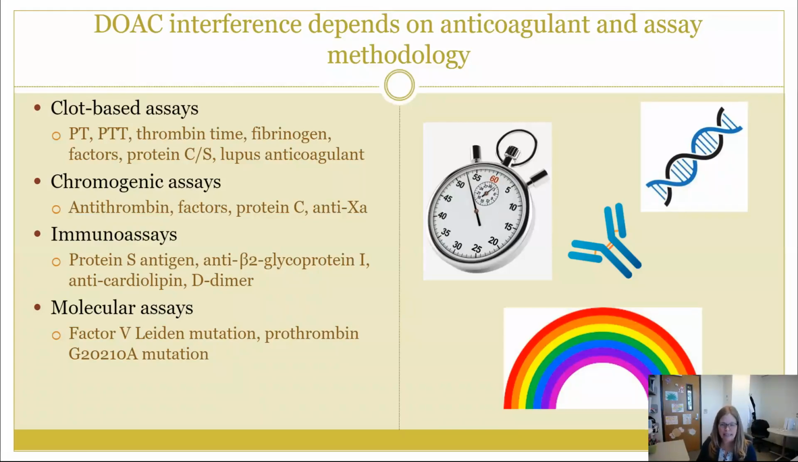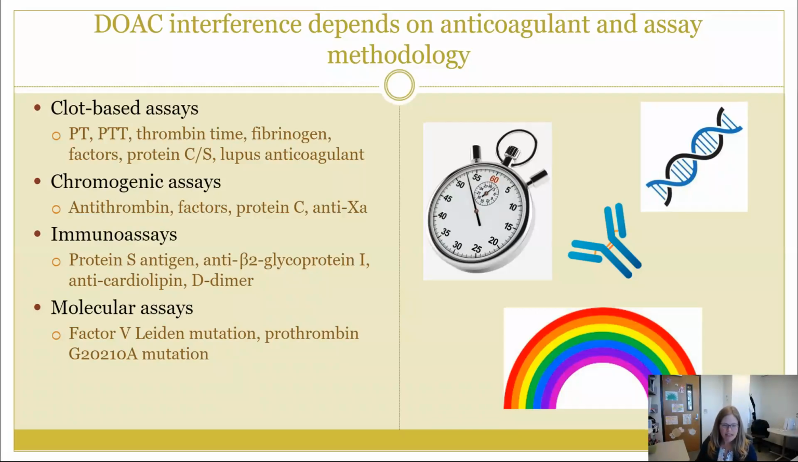So these are where we use antibodies to detect an antigen of interest. And so a very common coag test that uses an immunoassay principle is the D-dimer, for example. We use antibodies to recognize D-dimer. We also use similar methodologies for antigen-based testing, so protein S antigen, either total antigen or free antigen. And then we look for these antibodies, so anti-beta-2 glycoprotein 1 and anti-cardiolipin, via immunoassay technology as well.